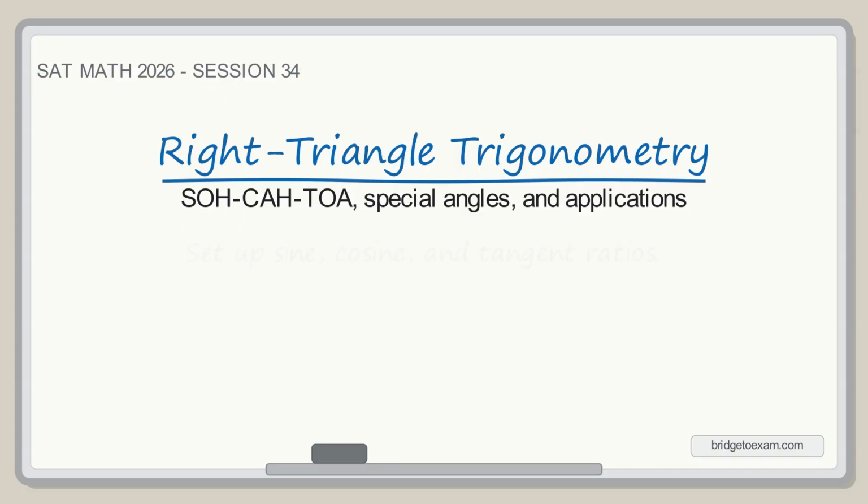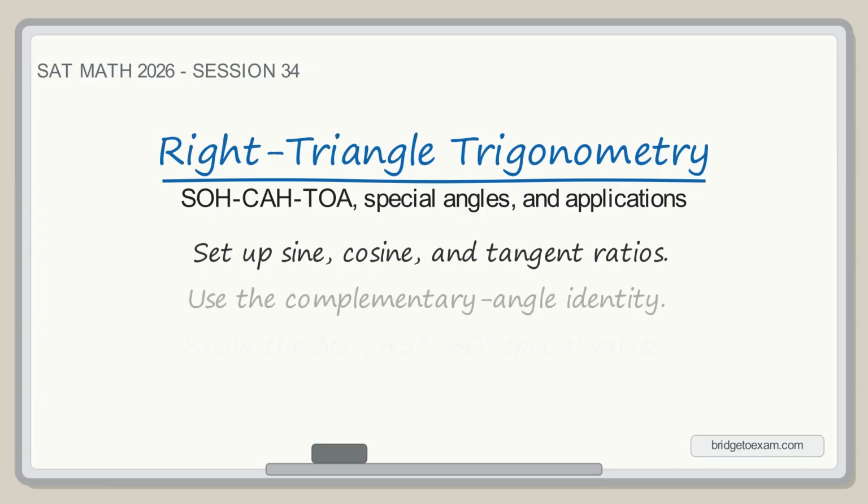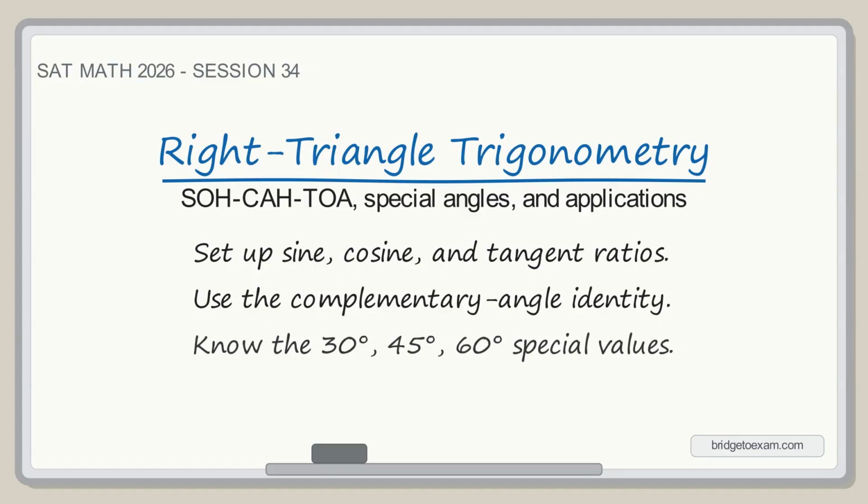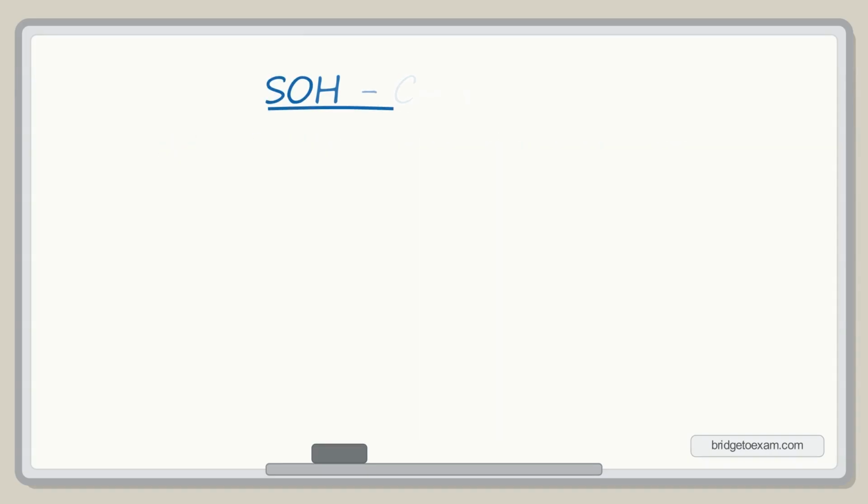You will set up sine, cosine, and tangent with SOH-CAH-TOA. Use the complementary angle identity, and recall the special values for 30, 45, and 60 degrees. Every ratio is built from one acute angle, theta.